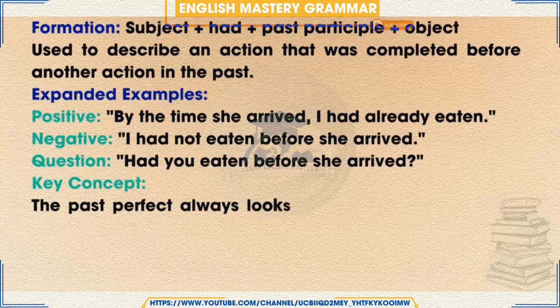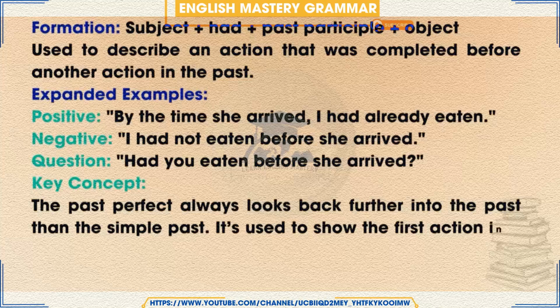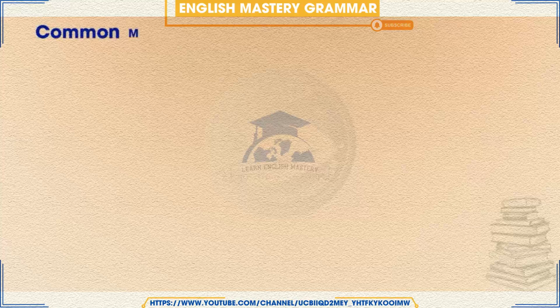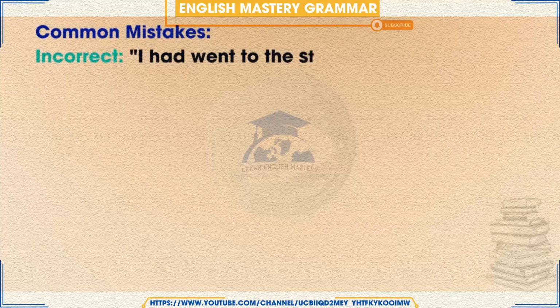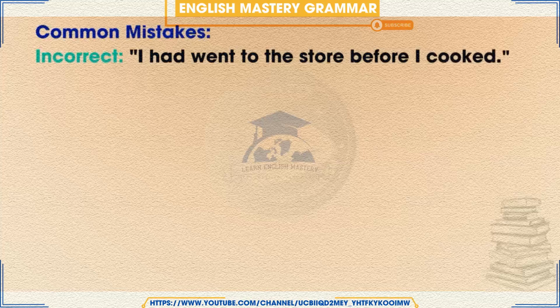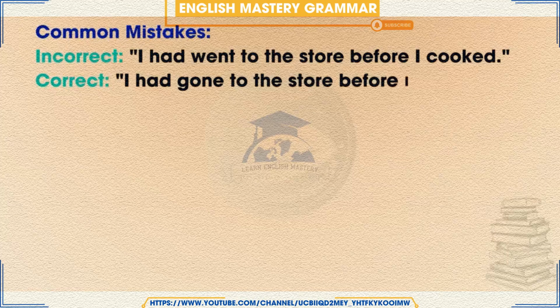Key concept. The past perfect always looks back further into the past than the simple past. It's used to show the first action in a sequence of events. Common mistakes. Incorrect: I had went to the store before I cooked. Correct: I had gone to the store before I cooked.